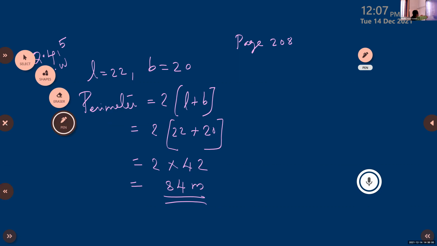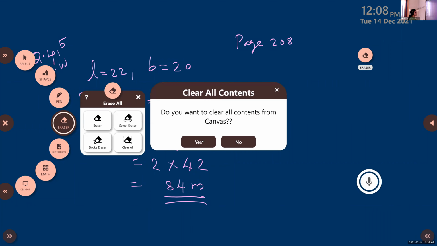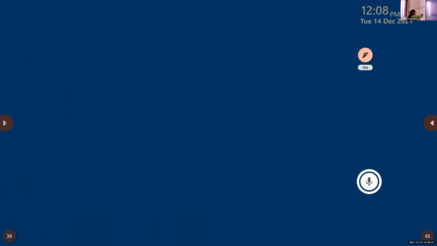Next question. Question number 6. Can you read it? Michelle, read that question loudly. A wire in the shape of a rectangle. Its length is 40 centimeter and breadth is 22 centimeter. If the same wire is rebent in the shape of a square, what will be the measure of each side? Also find which shape encloses more area.